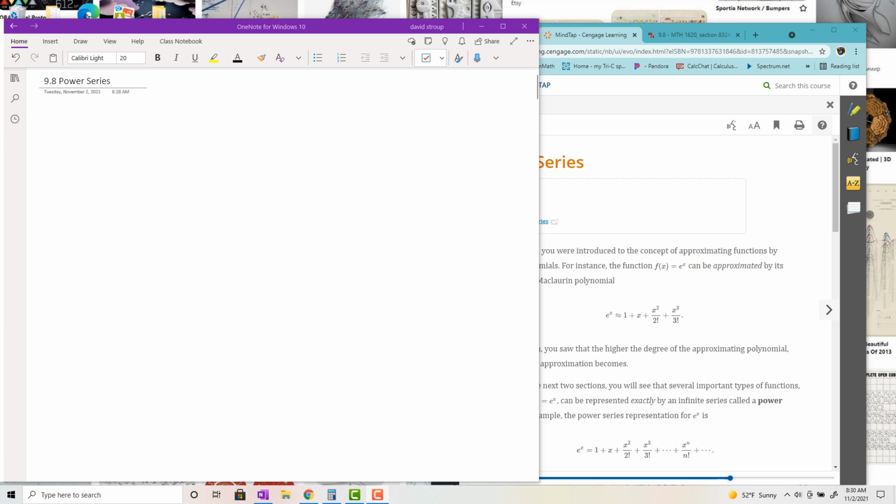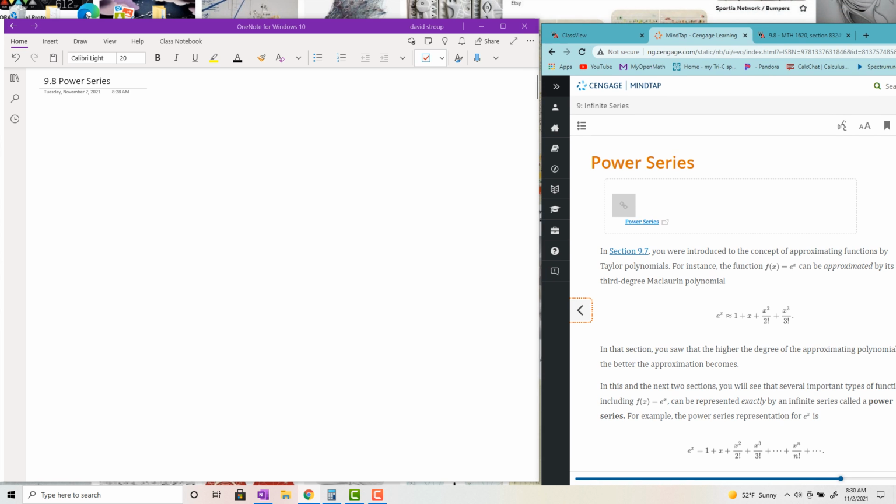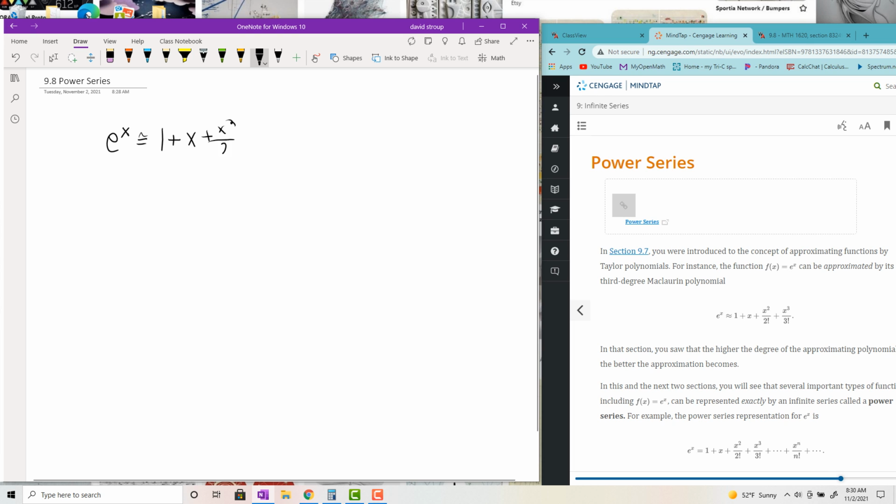So in the beginning here, the book is going to note, in the previous section, we approximated these functions with these polynomials. So e to the x can be approximated with the polynomial 1 plus x squared all over 2 factorial plus x cubed all over 3 factorial. You can get a fourth degree, x to the fourth over 4 factorial.